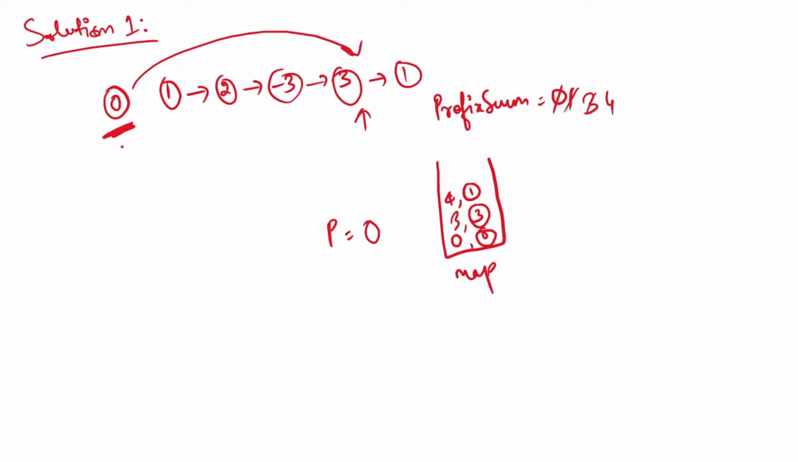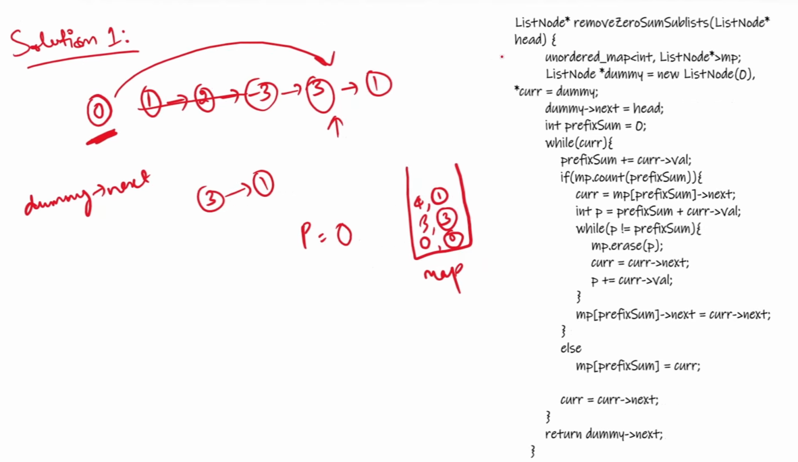Do we need dummy? Not. We will return dummy next. We will return this. That is 3, 1. So our answer will be this. And this will be true. So let's see the code for better understanding.